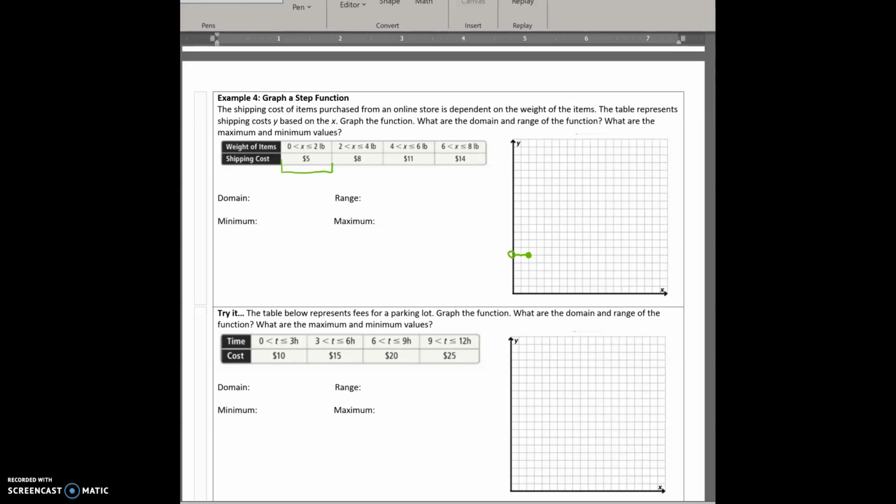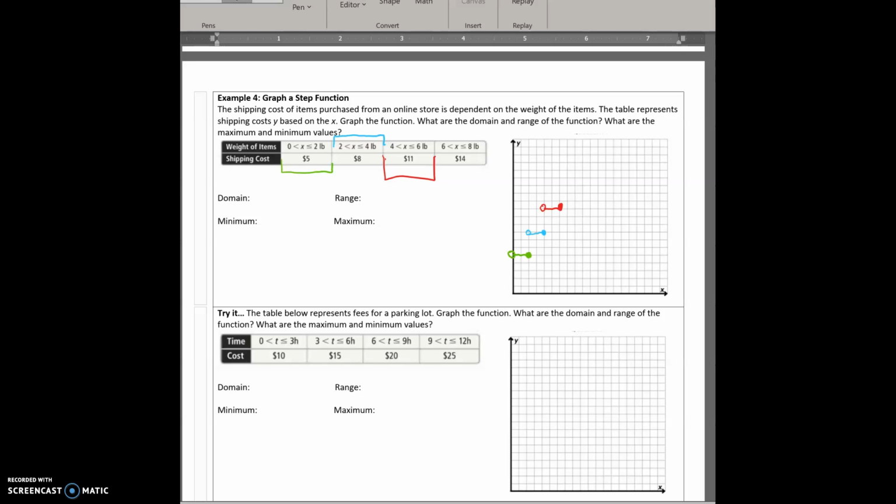And then the next one, from 2, not including 2, but anything greater than 2 and less than or equal to 4 would be 8 dollars. So from 2, so this was at 5, 6, 7, 8, and we have an open dot, and then we said to 4 pounds, which would be here, and we would have a closed dot there. And then going to the next one, we would repeat, but we would go to 11, so 9, 10, 11, open again because it's not included, and then closed because it is included at 6.